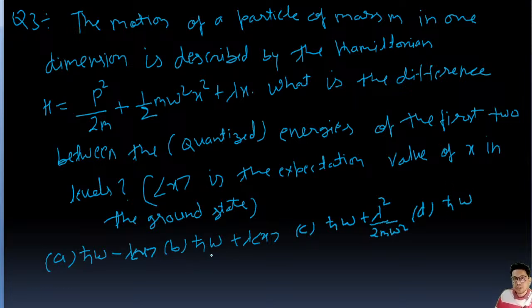Okay, so this is the question. The motion of a particle of mass m in one dimension is described by the Hamiltonian, which is given. What is the difference between the quantized energies of the first two levels? So we need to find the energy difference between the first two energy levels. These are the options given. So I'm going to solve now.